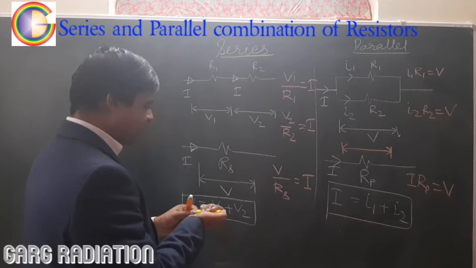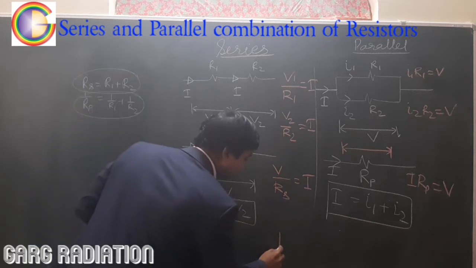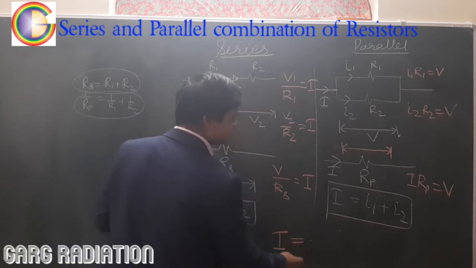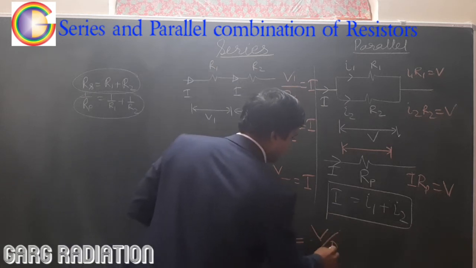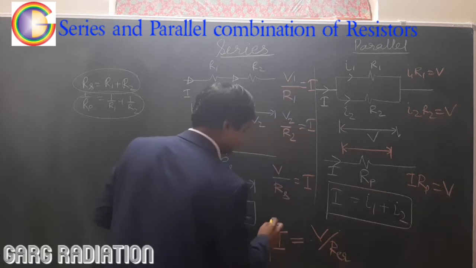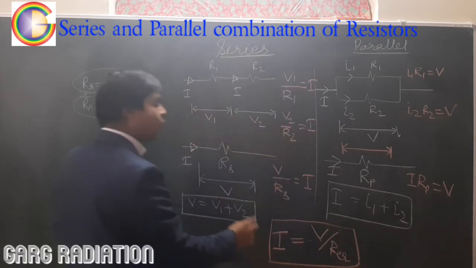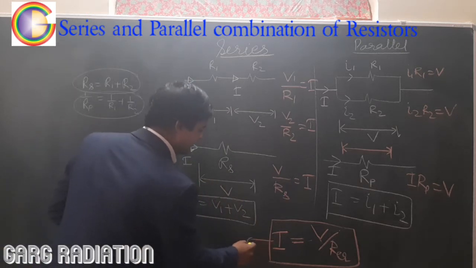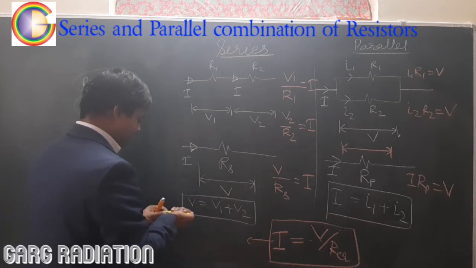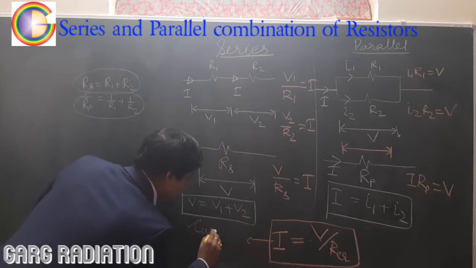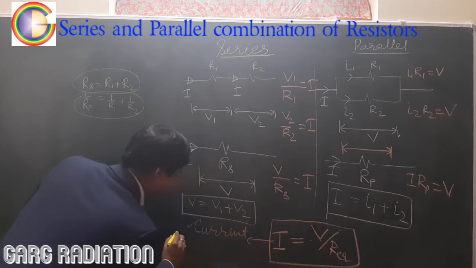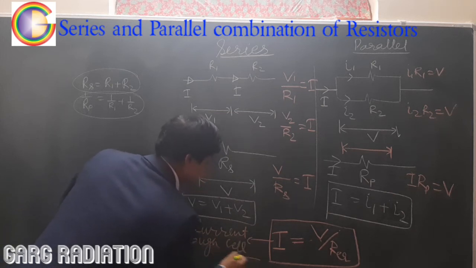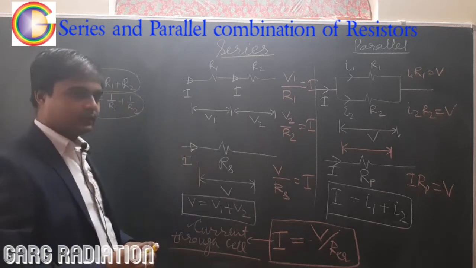Apart from that, whenever you have to find the current coming out of the cell, you will write I equals V upon R equivalent, meaning the equivalent resistance of all the resistances in the circuit. This will give you the current through the cell. I hope you understood this.